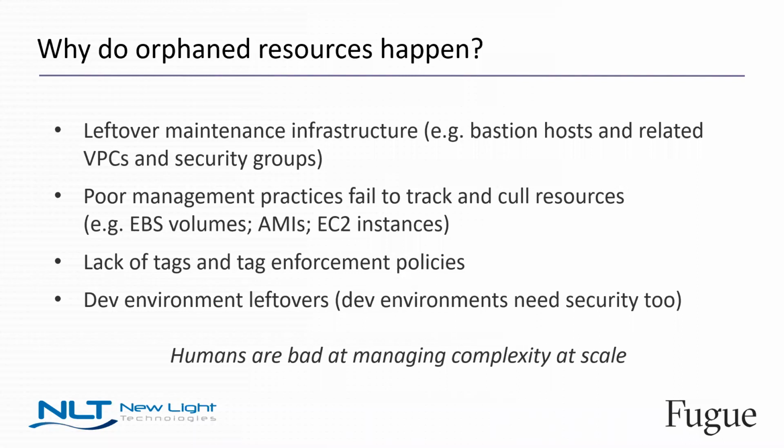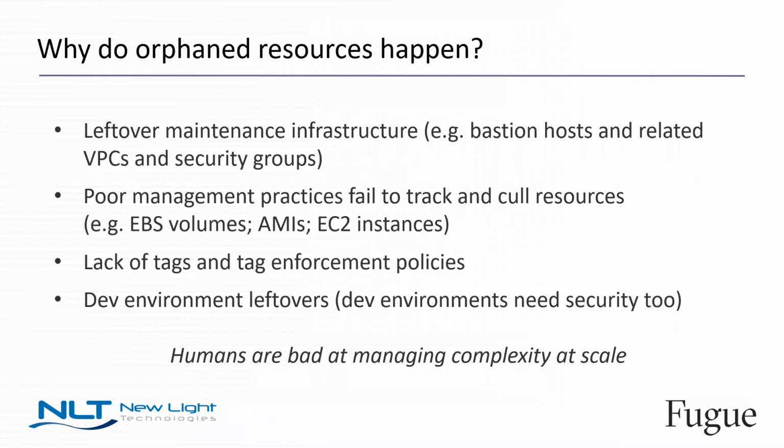Poor management practices that fail to track and cull resources, things like EBS volumes, AMIs, EC2 instances. If you're not fully leveraging infrastructure as code, or honestly, even if you are, it's pretty easy to lose track of these. Lack of tags and tag enforcement policies, we've mentioned, and dev environment leftovers. Dev environments are attack surface. There are lots of examples of how dev environments have been used by bad guys in really sophisticated cases to do things like code injection. But even learning the topology of a system by exploring a dev environment helps them break into production. So these things need security too.